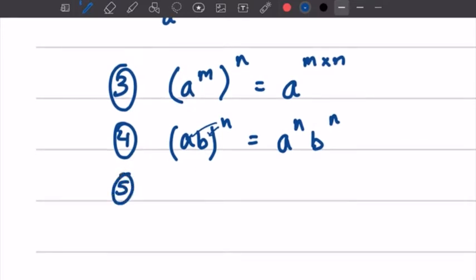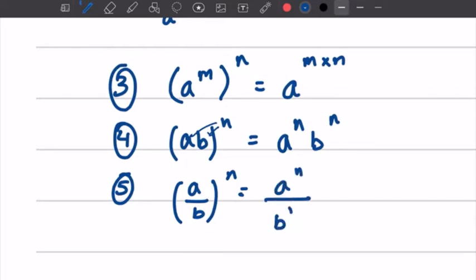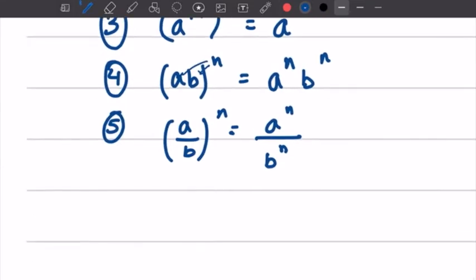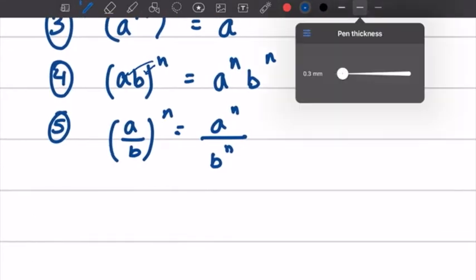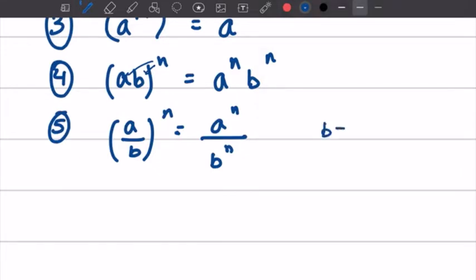Similarly, the fifth law: if you have a over b, whole thing to the power of n, it's the exact same thing, a to the power of n divided by b to the power of n. And again, n goes to a and b. Just remember that here, b cannot equal 0 because 0 cannot be in the denominator. So the power of a quotient is the quotient of the powers, if that makes sense.